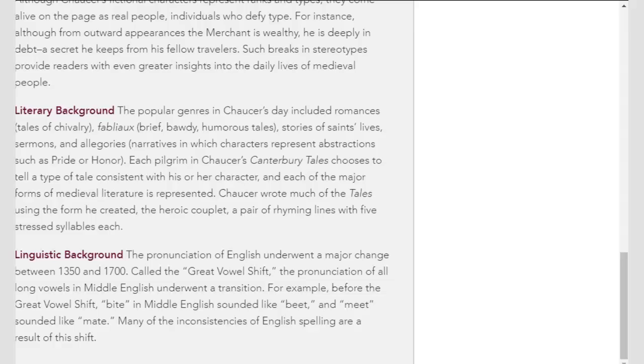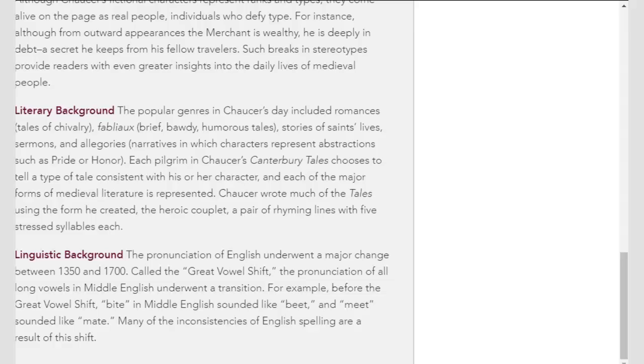Literary background. The popular genres in Chaucer's day included romances, tales of chivalry, fabliaux, brief, bawdy, humorous tales, sermons, stories of saints' lives, and allegories, narratives in which characters represent abstractions such as pride or honor. Each pilgrim in Chaucer's Canterbury Tales chooses to tell a type of tale consistent with his or her character, and each of the major forms of medieval literature is represented.